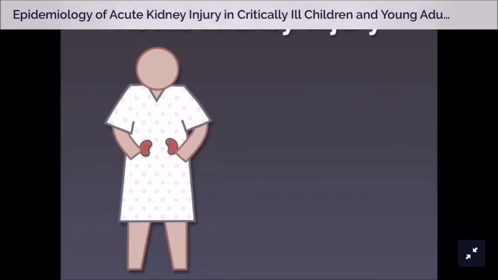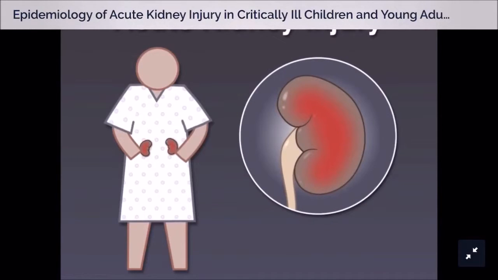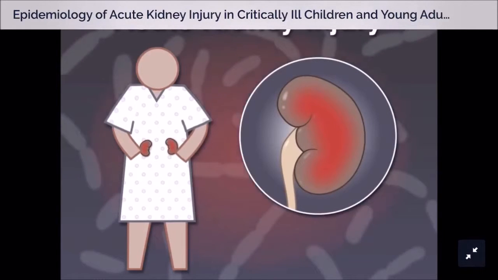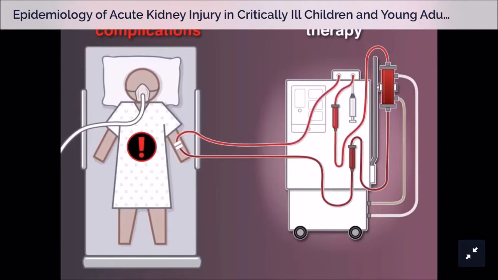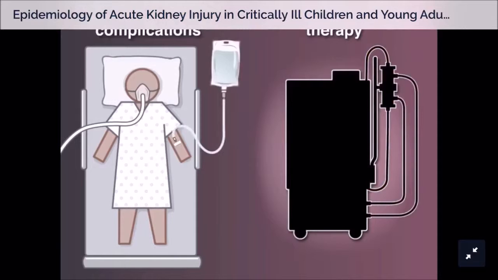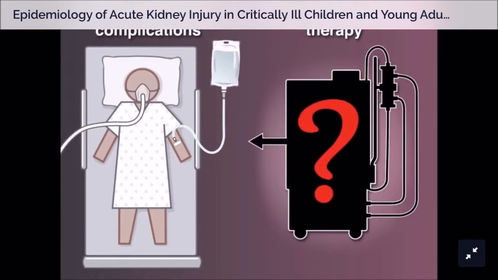Acute kidney injury is the most frequent complication in patients with septic shock and is associated with high mortality. Patients with life-threatening complications from acute kidney injury typically undergo renal replacement therapy on an urgent basis. However, in critically ill patients without life-threatening complications, the optimal time for initiating renal replacement therapy remains controversial.